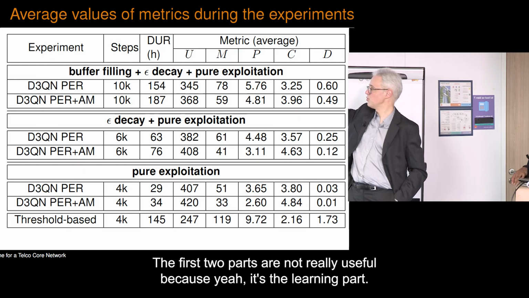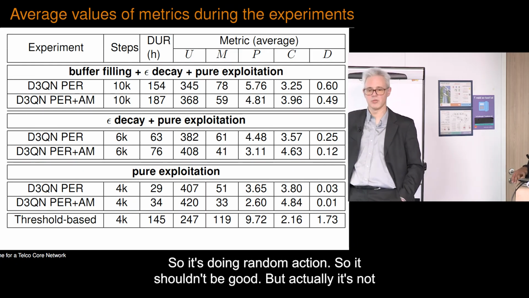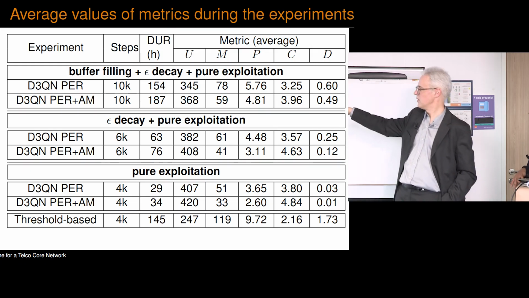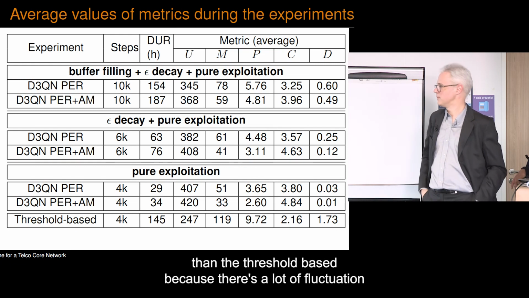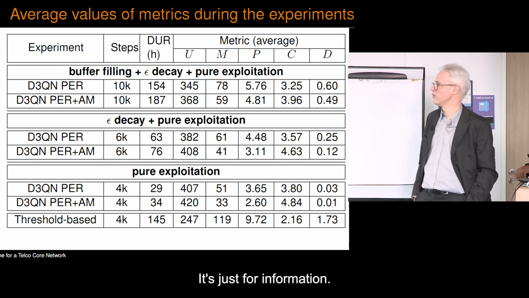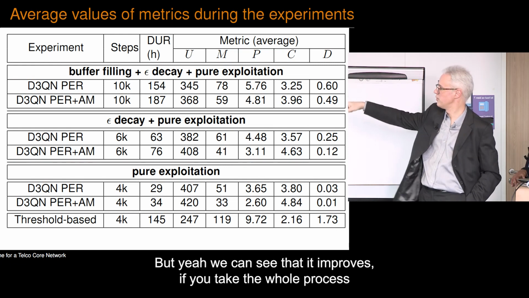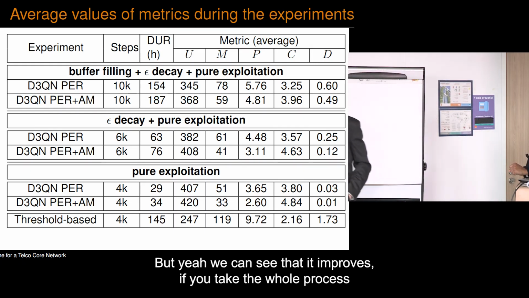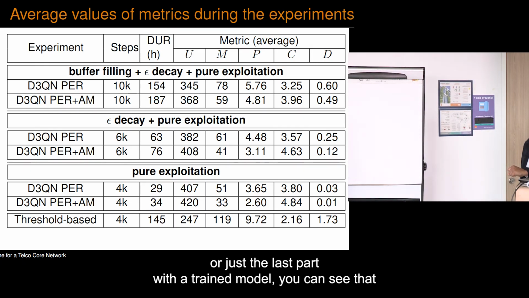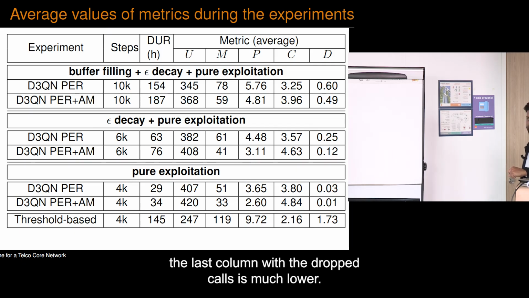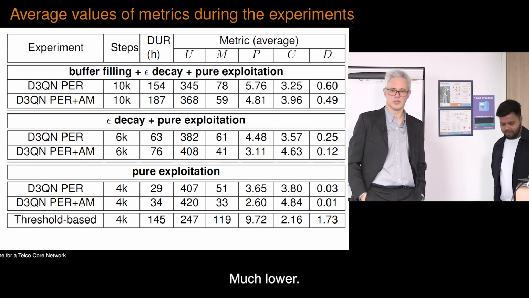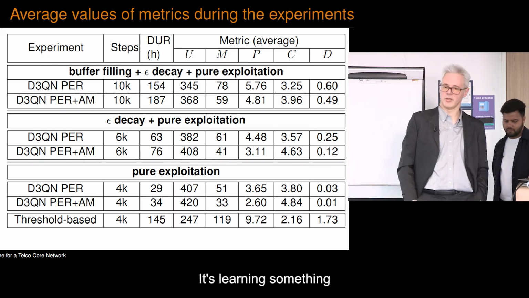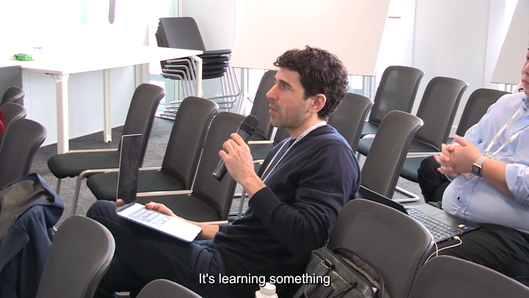The first two parts are not really useful because it's the learning part. So it's doing random actions, so it shouldn't be good. But actually, it's not that much worse than the threshold-based because there's a lot of fluctuation. It's just for information, but we can see that it improves if you take the whole process or just the last part with the trained model. You can see that the last column with the dropped calls is much lower. So you can see it's improving. That's what I was wondering. Okay, that makes sense.